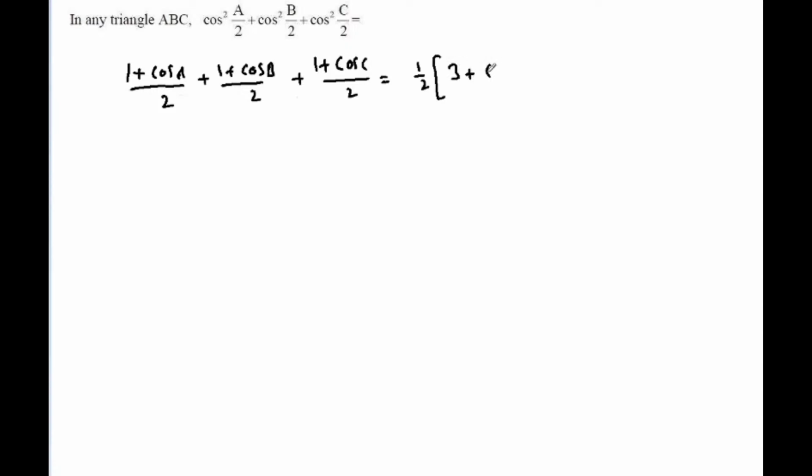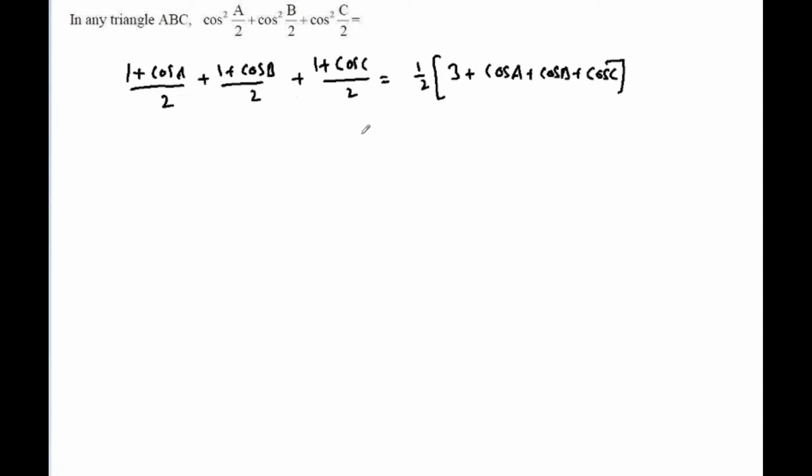In any triangle ABC, cos²(A/2) + cos²(B/2) + cos²(C/2) is equal to dash. So for cos²(A/2), we know the formula (1 + cos A)/2, plus cos²(B/2), that is (1 + cos B)/2, plus cos²(C/2), that is (1 + cos C)/2, which is equal to 1/2 common, that is (1 + 1 + 1), that is 3 + cos A + cos B + cos C.